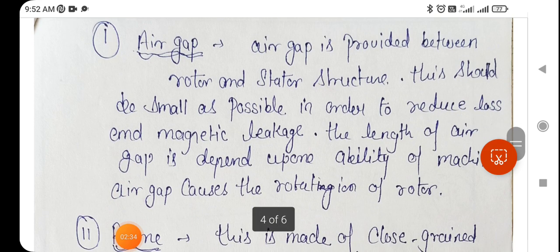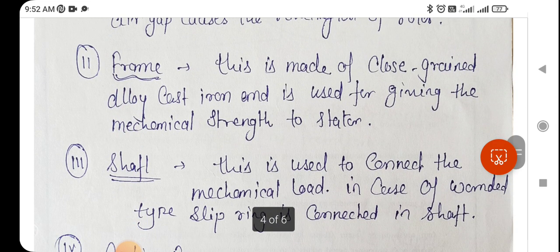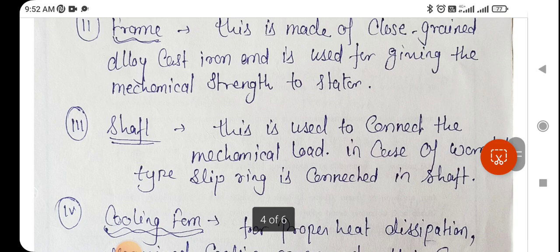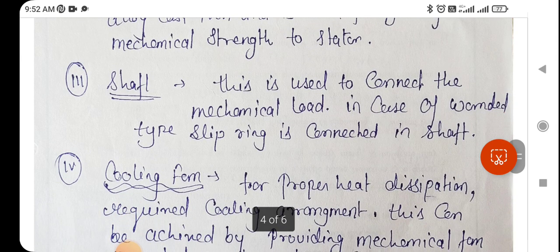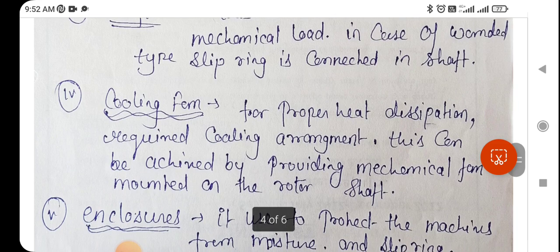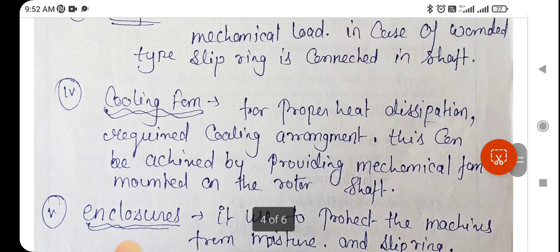Other components: we have the air gap. As we know, the air gap is used to reduce magnetic leakage. The second one is the frame. This is made of alloy or cast iron and gives mechanical strength to the stator. And the shaft, we know, is used to connect the mechanical load, and the wound type slip ring is also connected to the shaft. The cooling fan, we know, is also required to cool our machines.